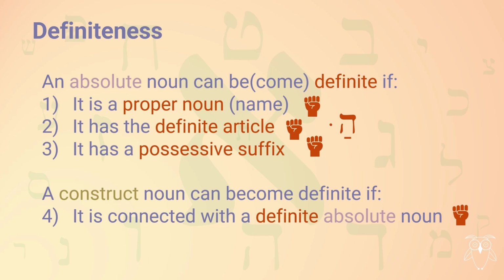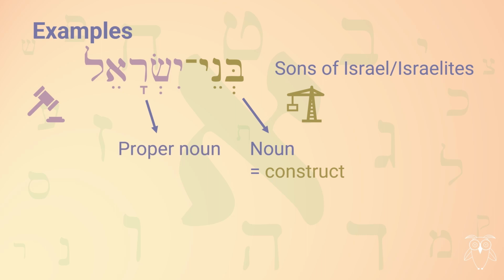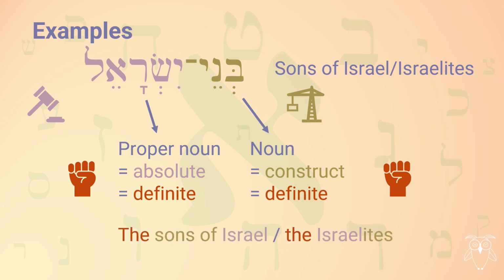Now let's look at some examples. In the last video I already gave one example, namely Bnei Yisrael, meaning sons of Israel or Israelites. The first word is a noun in the construct state, and the second word is a proper noun, which by definition, as we saw, is both absolute and definite. And since it is definite, the first word is by extension also definite. So in English you would translate often as the sons of Israel or the Israelites.